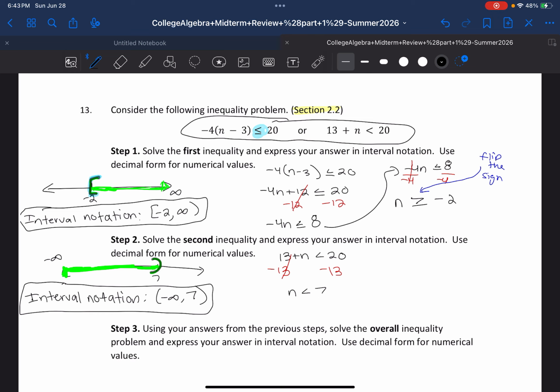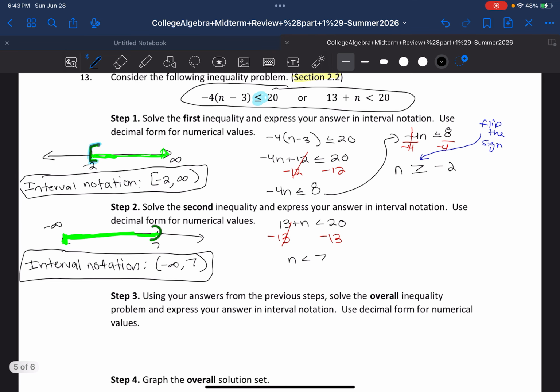Because these two solutions overlap, for example, I'm going to write up here on this graph where 7 is. The first one can be anything greater than or equal to -2, so that includes 7. And the second one can be anything less than 7, so that includes -2 and all the numbers. So these two number lines overlap. So really the solution, since we're including both of them, would be all the numbers.